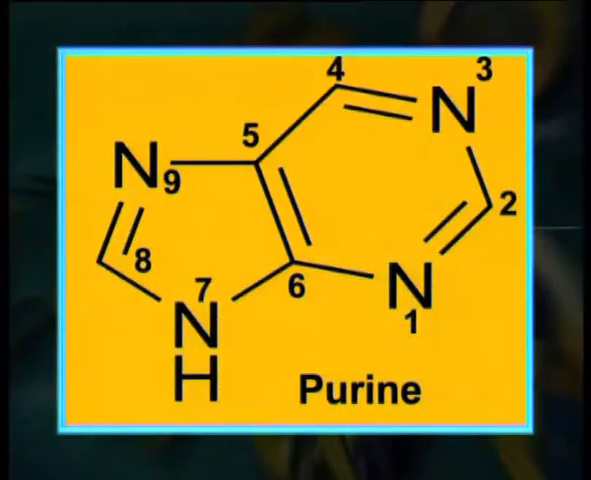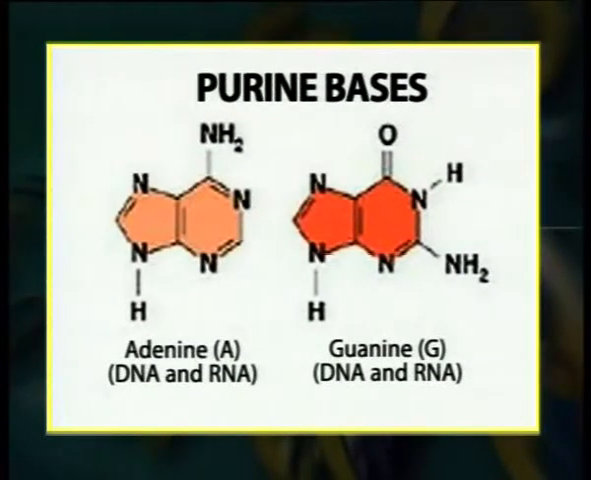So, it is 2-oxo-4-aminopyrimidine. Purine is a bicyclic structure consisting of pyrimidine fused to a 5-membered imidazole ring. The 5-member ring of purine has nitrogen in the place of carbon at positions 7 and 9. Therefore, purines contain 5 carbons and 4 nitrogen atoms. The 2 major purine bases present in DNA are adenine and guanine.